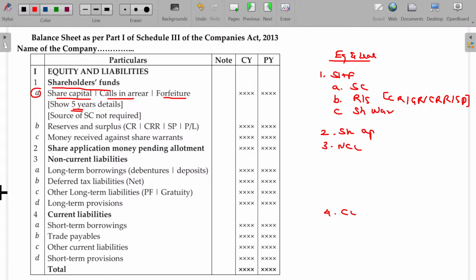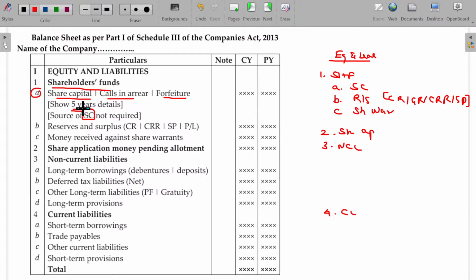Show 5 years details. You have to show 5 years details for the shareholders funds. You need to know what the share capital was 5 years ago and today, and how these share capitals are changing over the 5 years period. Is there any further issue? Is there any buyback of shares? Is there any calls in arrear forfeited? All these things will be reported, 5 years details. And source of share capital is not required. How you got the collection is not required.